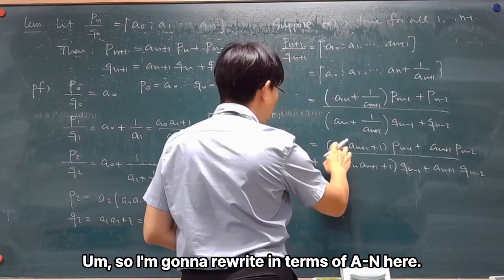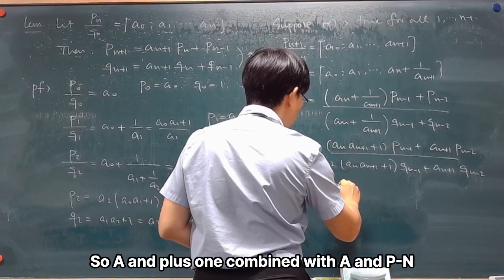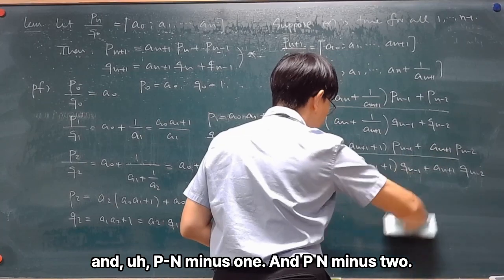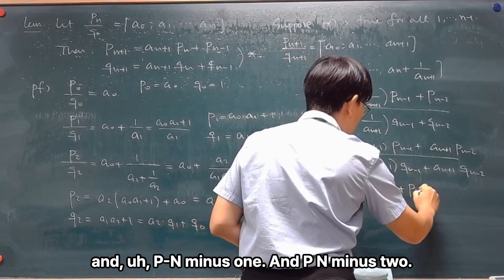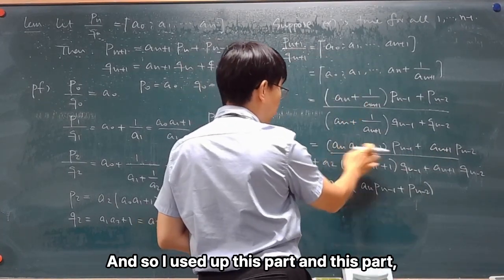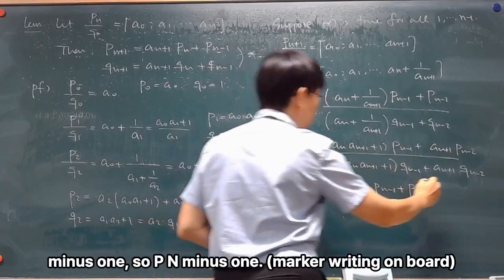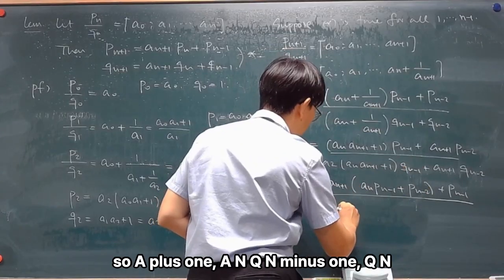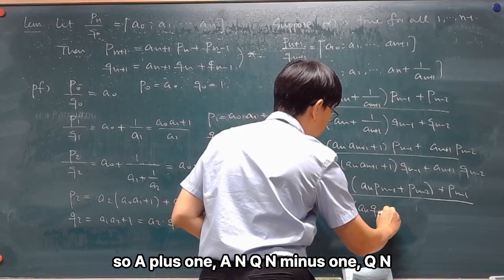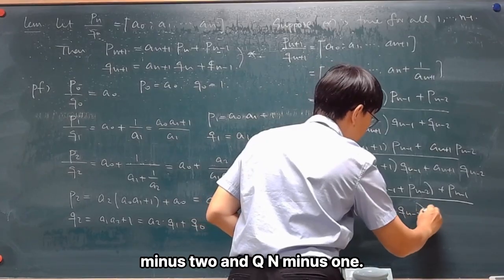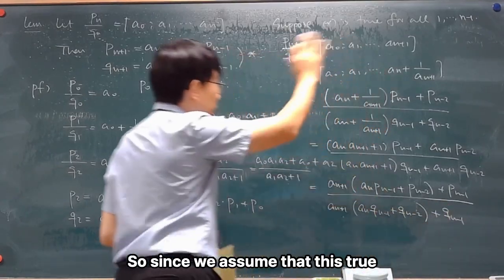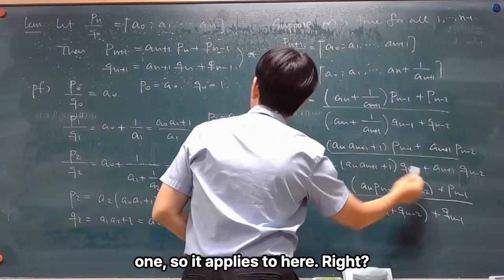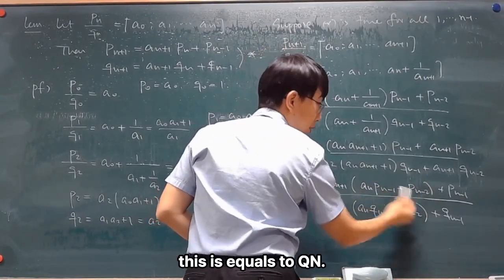So I'm going to rewrite in terms of an here. So an plus 1 combined with an Pn and Pn minus 1 and Pn minus 2. And so I used up this part and this part. And what's left is Pn minus 1. So Pn minus 1. And this part's similar. So an plus 1, an, Qn minus 1, Qn minus 2, and Qn minus 1. So since we assume that this is true for up to n minus 1, it applies to here, right? So this is equal to Pn, this is equal to Qn.